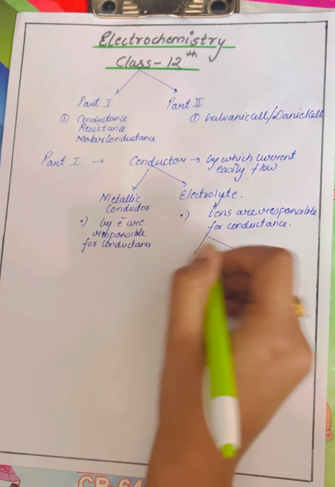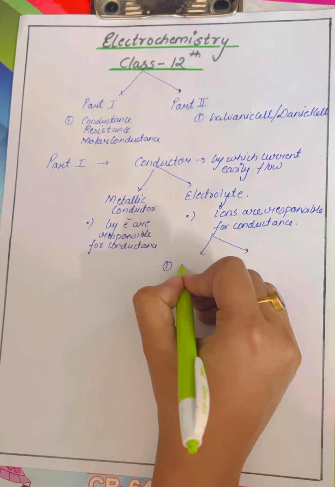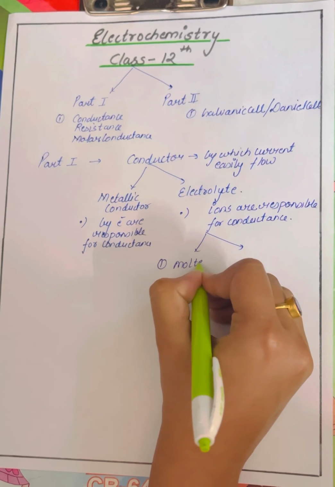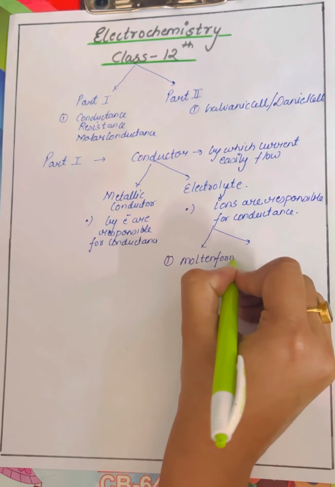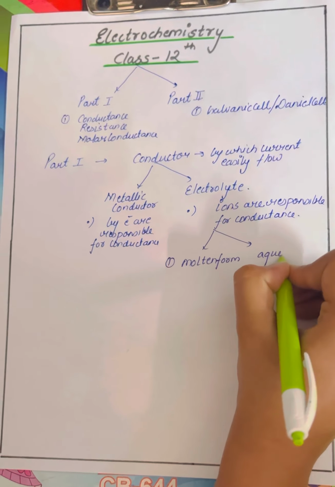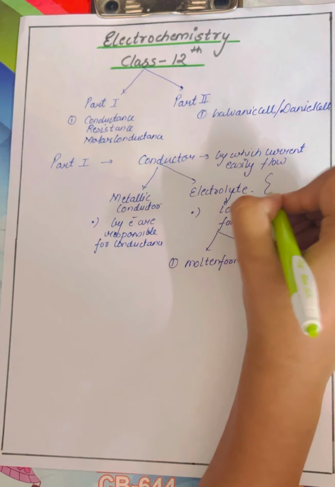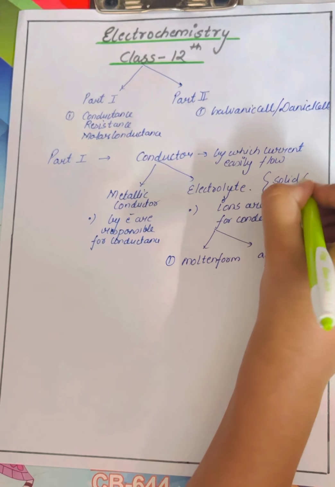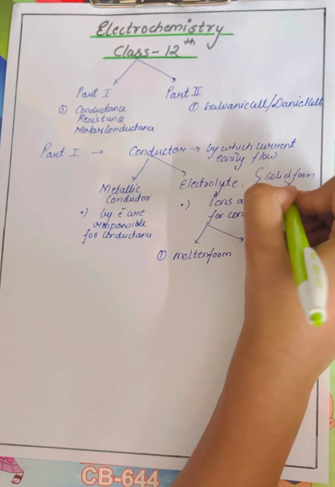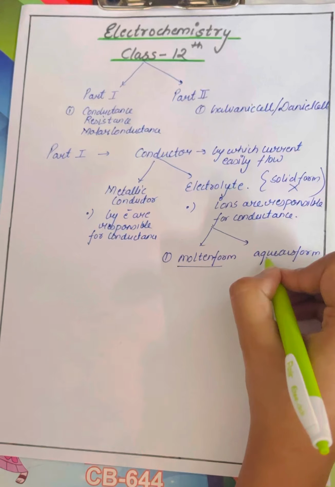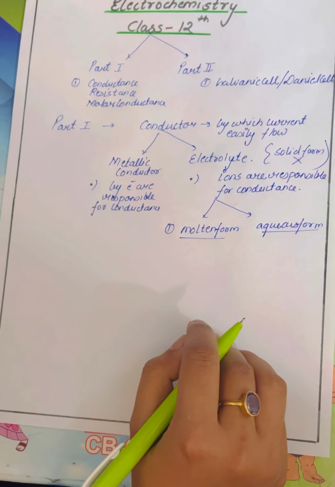Electrolytes only carry current in two forms, in molten form or in aqueous form. They do not conduct electricity in solid form. Only in molten or in aqueous form, they conduct electricity.